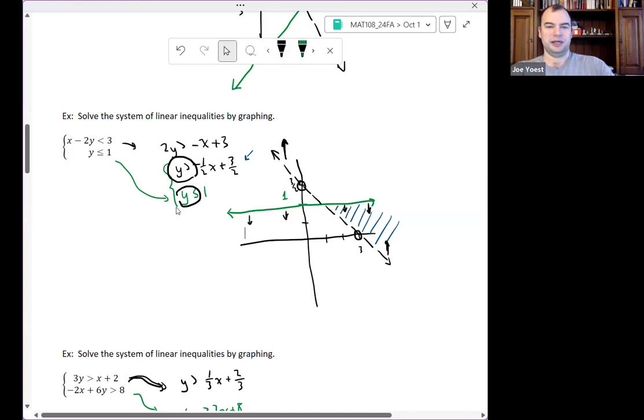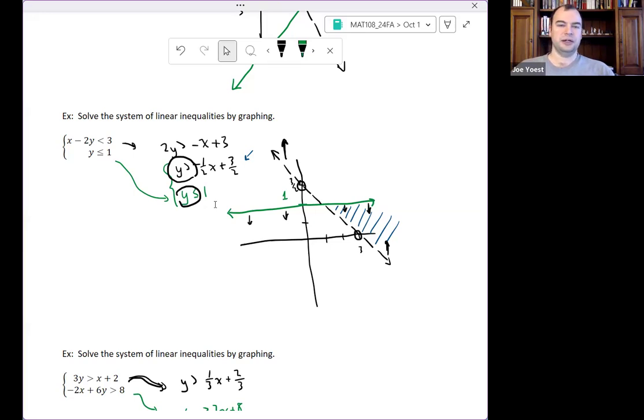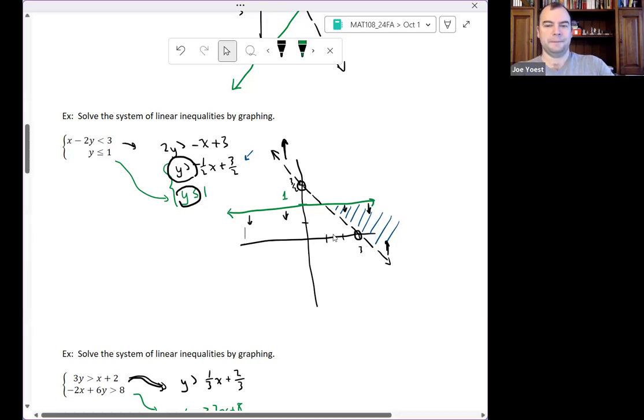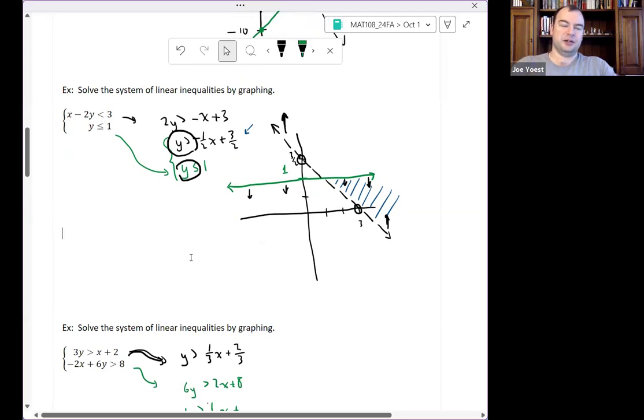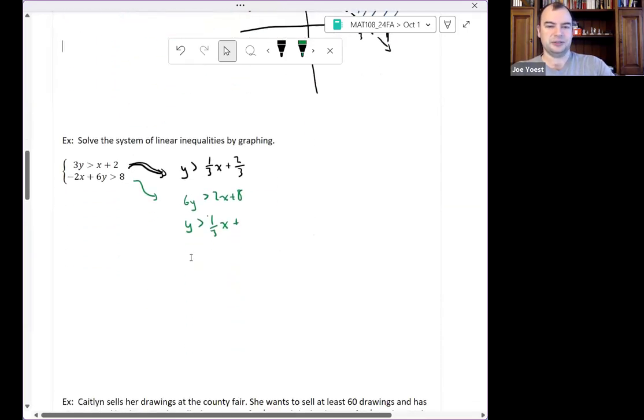If I had something like negative y is bigger than some stuff with x's, then because it's negative y is bigger than, I'm looking for solutions that are below that line, and it's kind of hard to keep straight. So if I always just isolate the y by itself, it just makes it a little bit easier to make sure that I'm getting all of the signs right, the plus and minus sign, and also the inequality sign. Yeah, good question though.